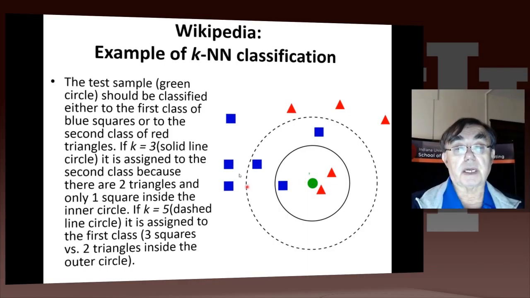On the other hand, if we'd actually taken K of 5, which is the points inside this dashed circle, we would actually find 3 blues and 2 reds.